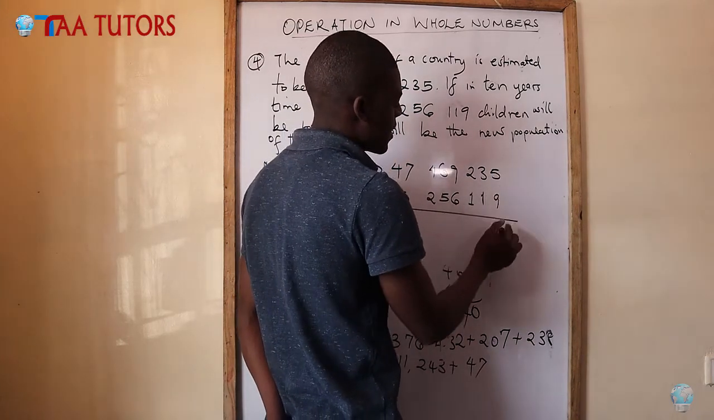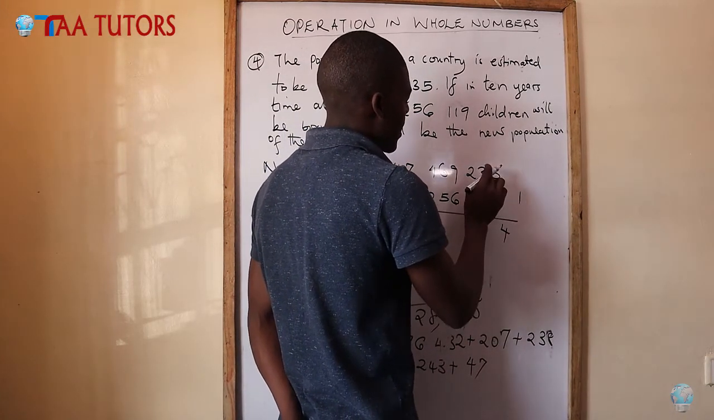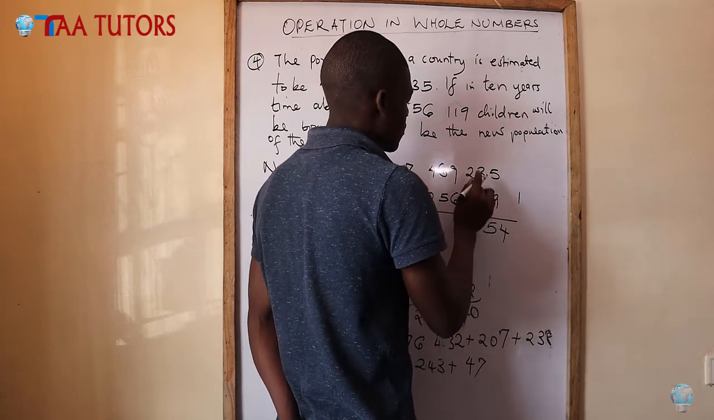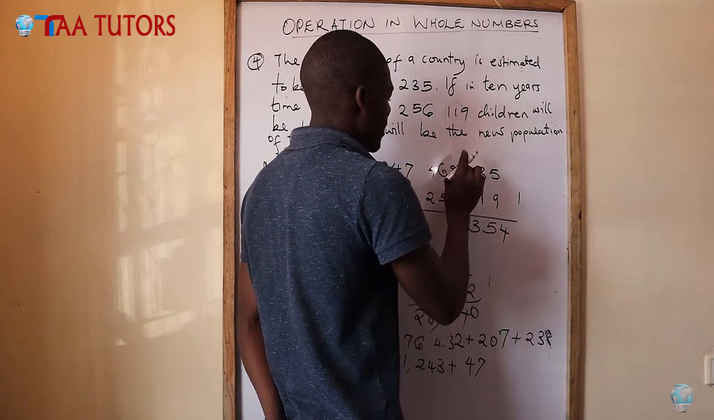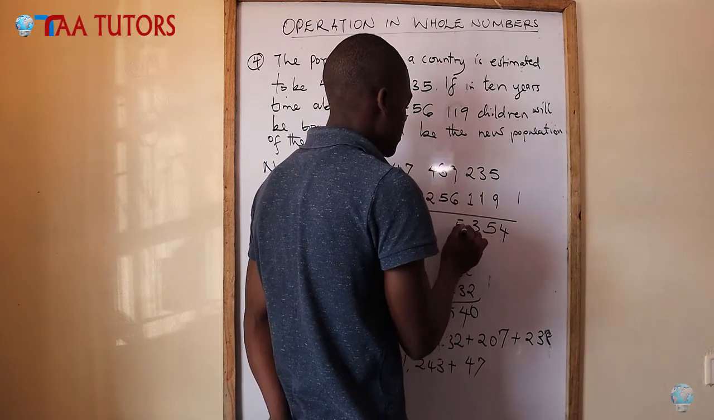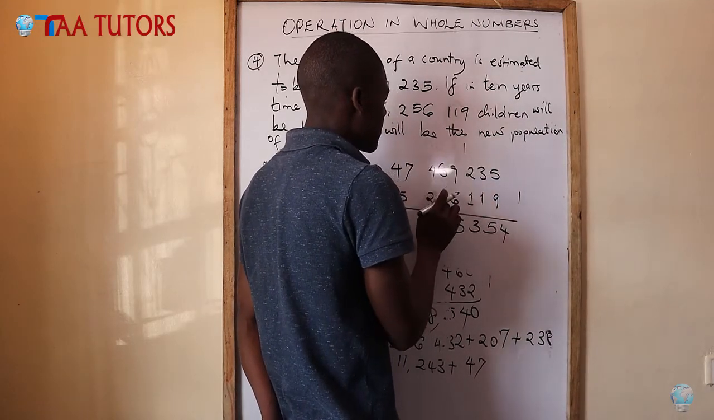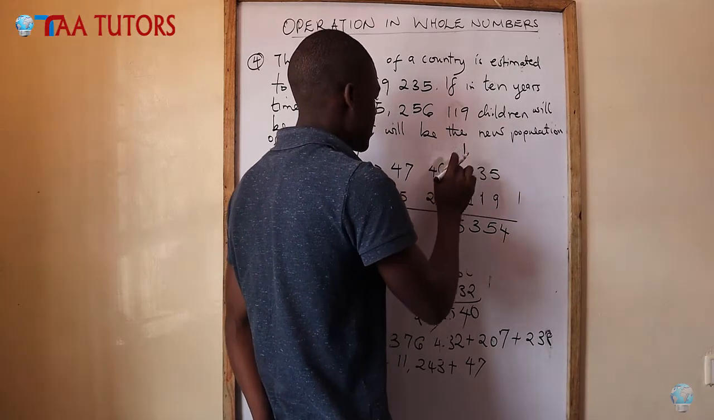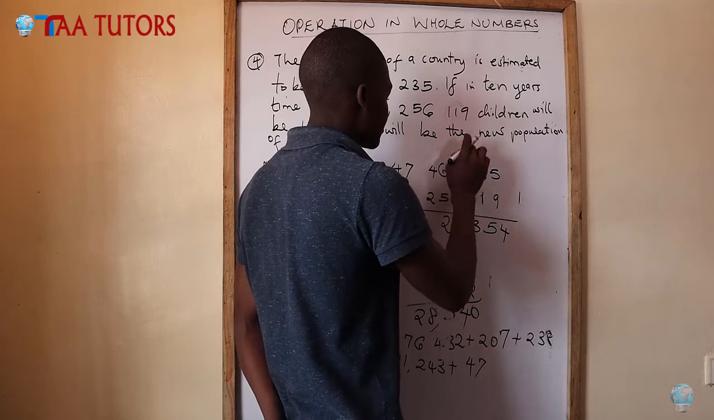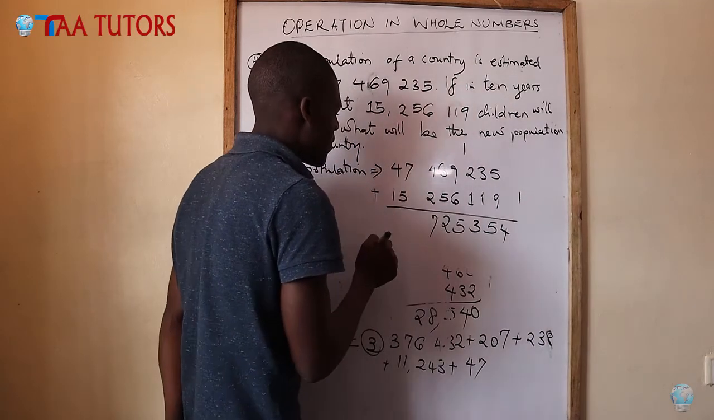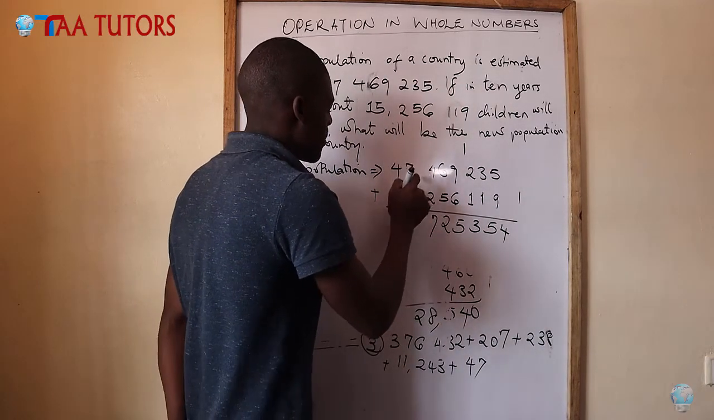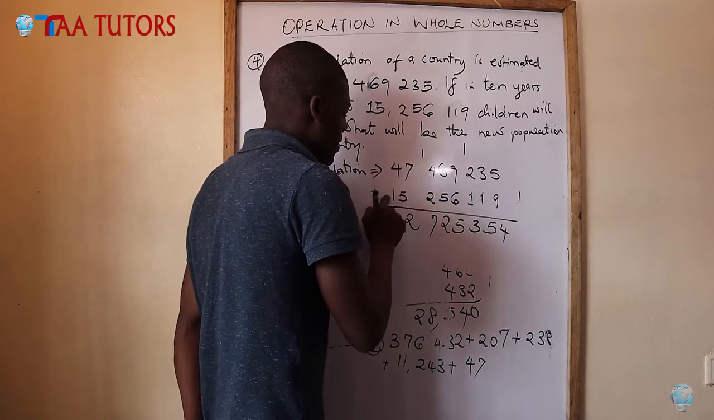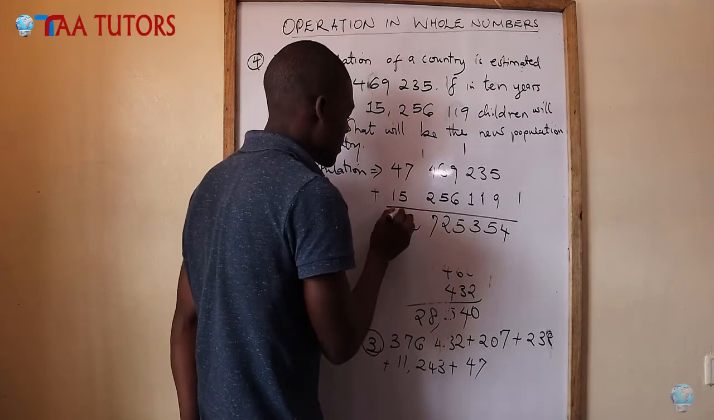We have 5 plus 9, that is 14. We have 3 plus 1, 4 plus 1, 5. 2 plus 1, 3. 9 plus 6, 15. You carry 1. 6 plus 5, 11, plus 1, 12. You carry 1 still. 4 plus 2, 6. 6 plus 1, 7. Then we have 7 plus 5, that is 12. You carry 1. We have 4 plus 1, that is 5, plus 1, 6.